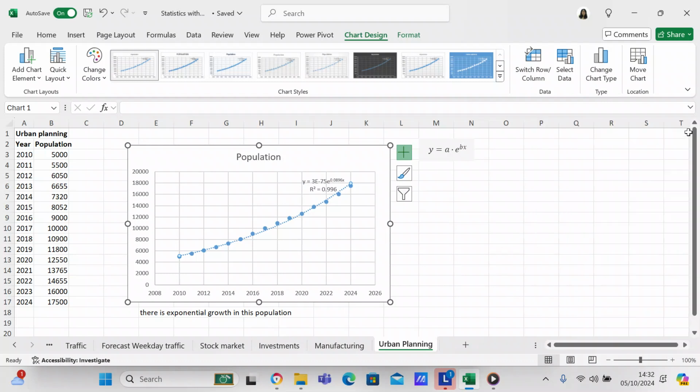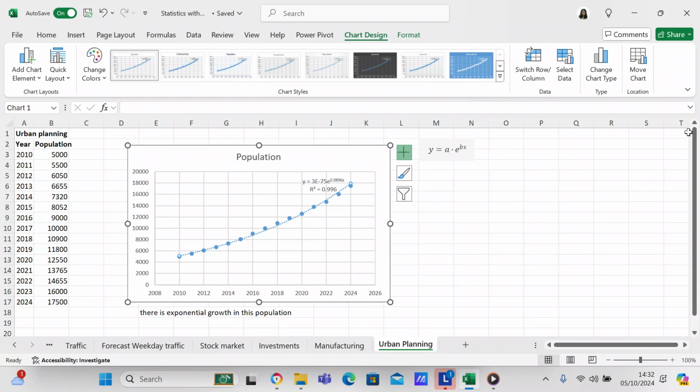And this is an exponential curve. The equation is y equals 3e minus 7 e to the 0.896x, and r squared is 0.996. As we covered in a previous video, the closer r squared gets to 1, the better it is. So that meant that this is a really good r squared.